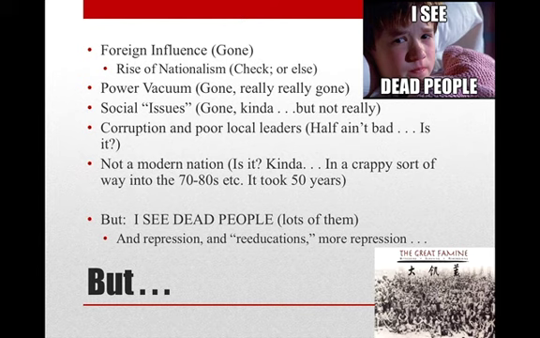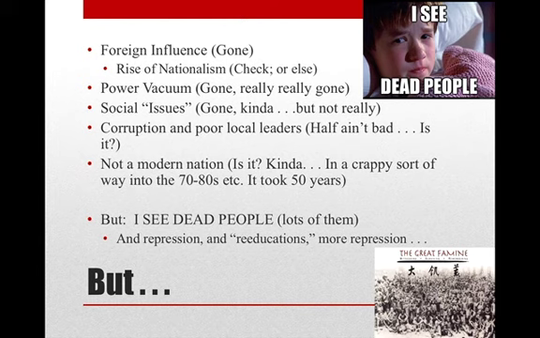Were those social issues fixed? Kinda. We talked about that. We talked last slide about how they did fix a lot of those social issues. Did they get rid of the corruption and the poor local leaders? They got rid of poor local leaders, that's for sure. Did they get rid of corruption? Well, if you're killing a lot of people and the cities are getting more food and the party is the ones in power, there's some corruption. Let's be honest.